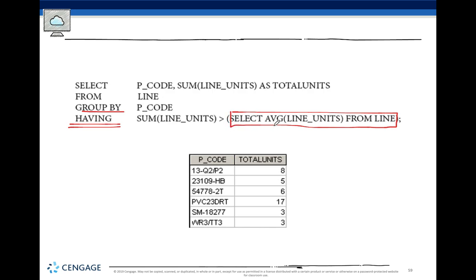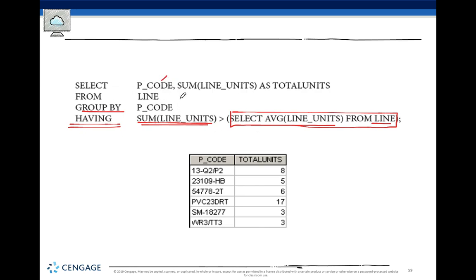Let's start with the inner query. We have select average line units from line, so we are getting the average number of line units present on each line from the line table. We are saying having sum of line units greater than this average, so above average line units.